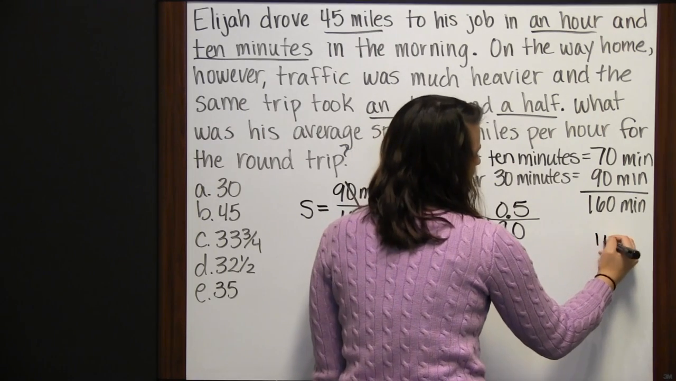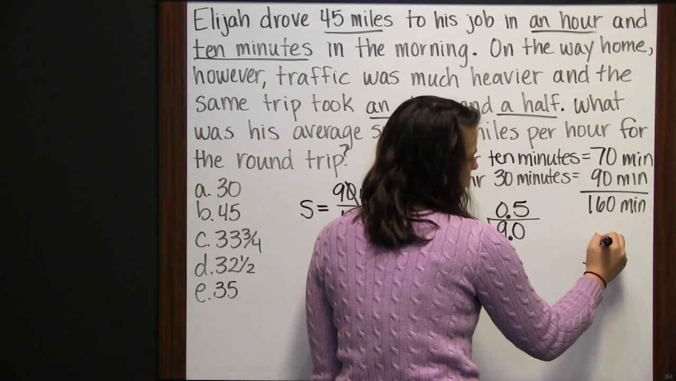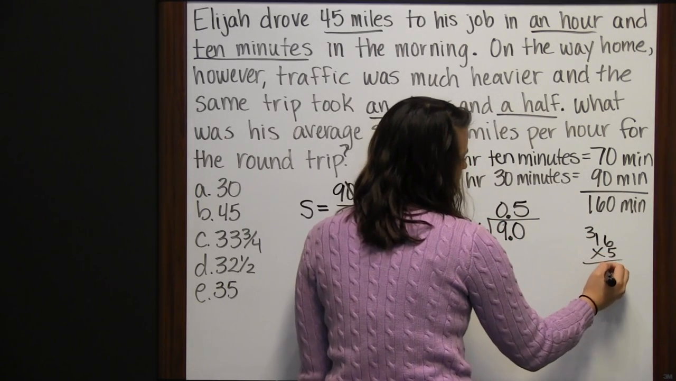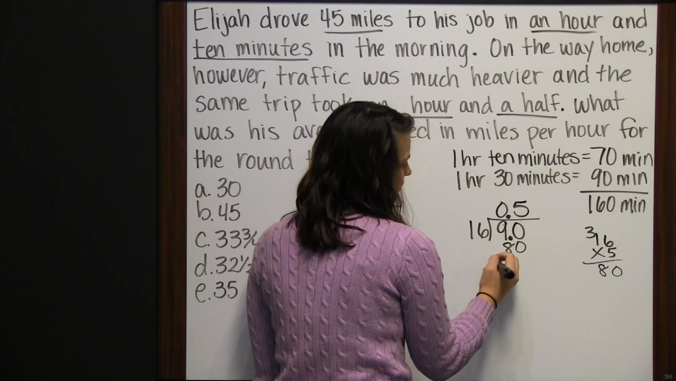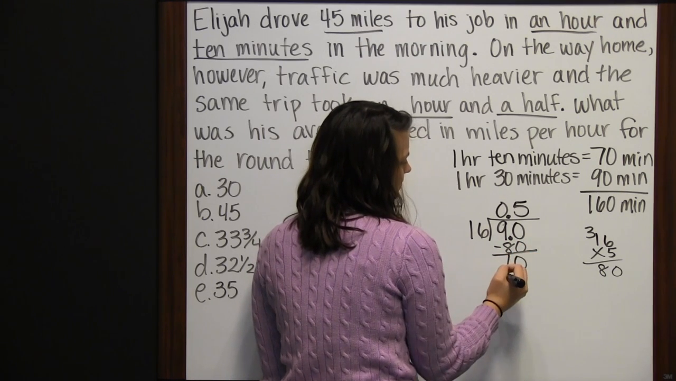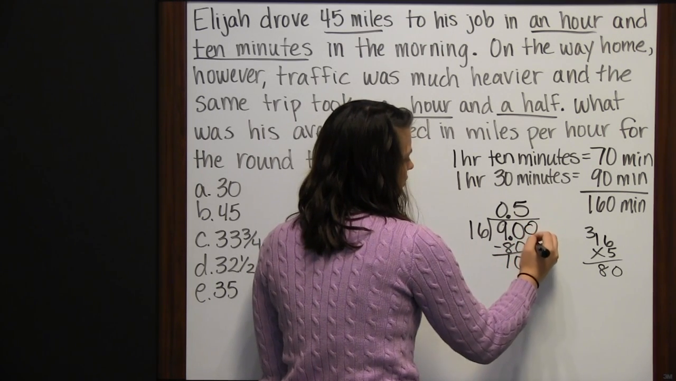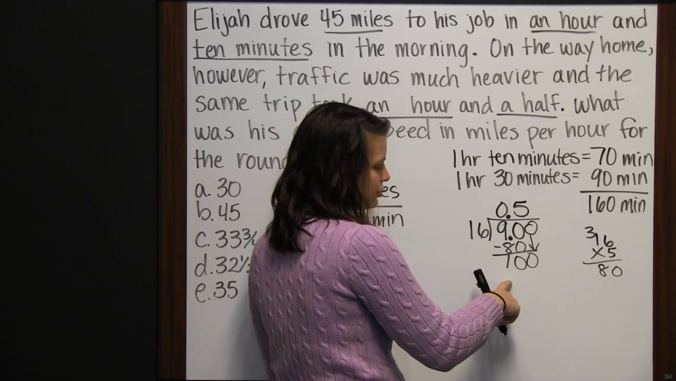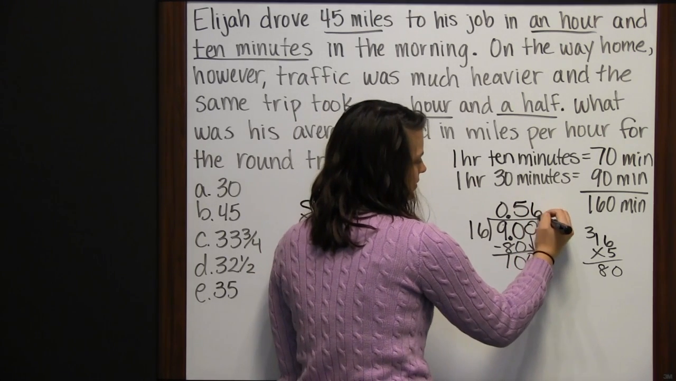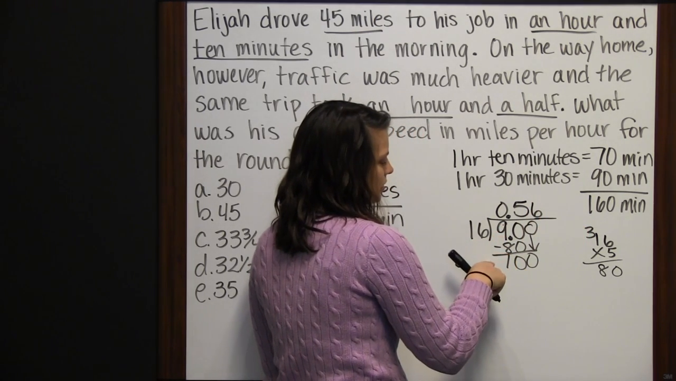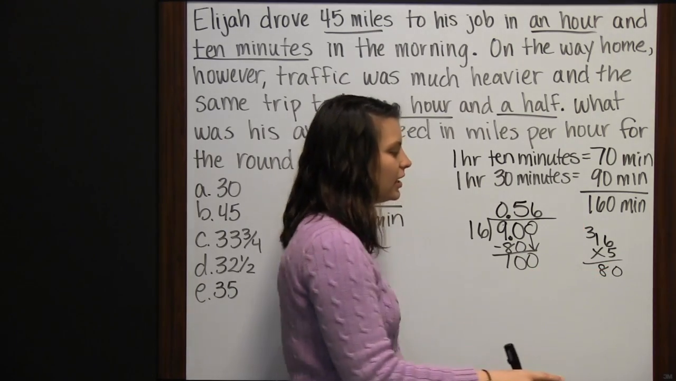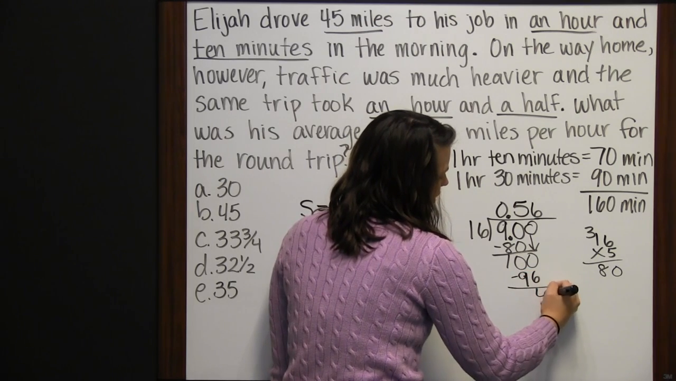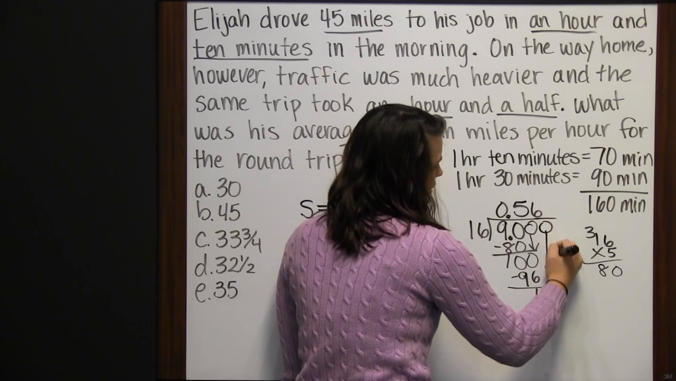So 16 times 5, 5 times 6 is 30. Carry the 3. 5 times 1 is 5 plus 3 is 8. So that's 80. We subtract and we get 10. So we need to add another 0 and bring it down. So 16 goes into 100 6 times. Since 16 times 5 was 80, then one more time would be 96. And then we subtract and we get 4. Add another 0, bring it down.